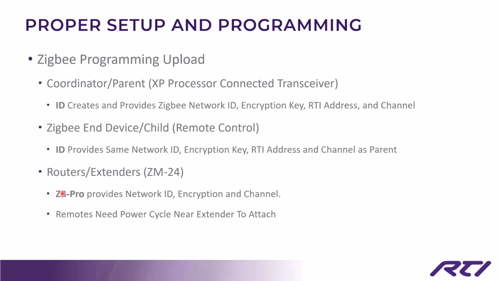The other part about this, as I mentioned before, is that if you are going to have remotes that identify with an extender or a secondary Zigbee network, you need to power cycle those after the programming has been done, nearest to that transceiver, so that it can attach itself to it. So keep those couple things in mind.